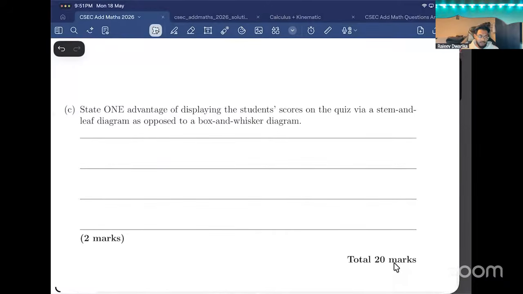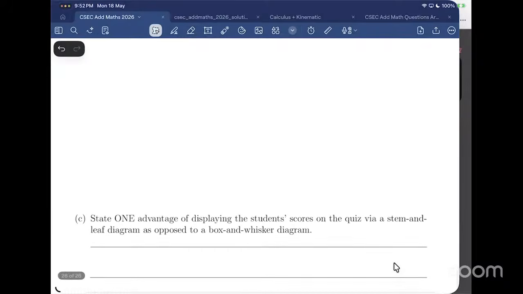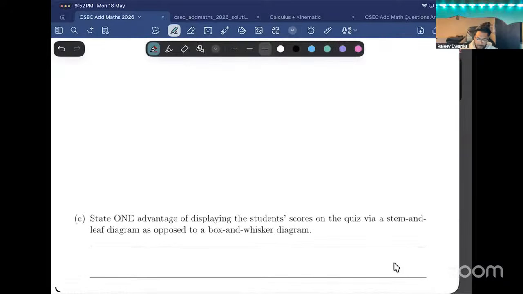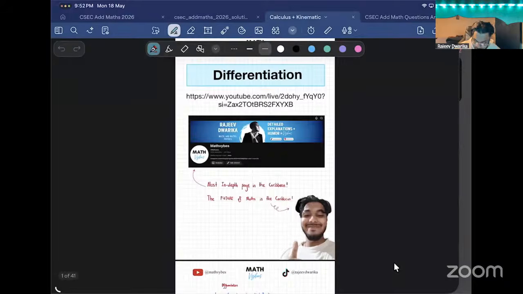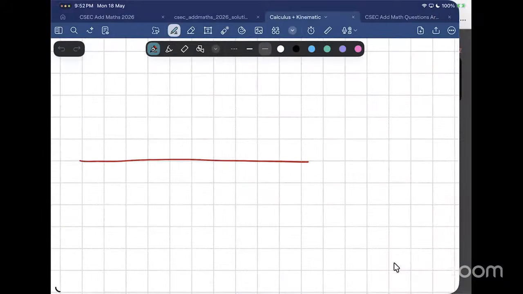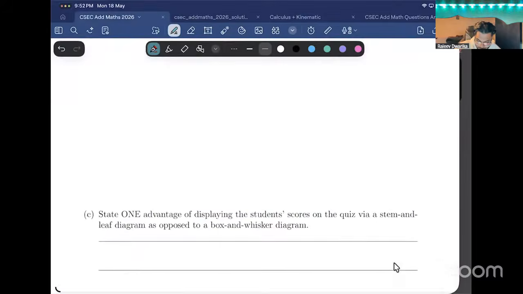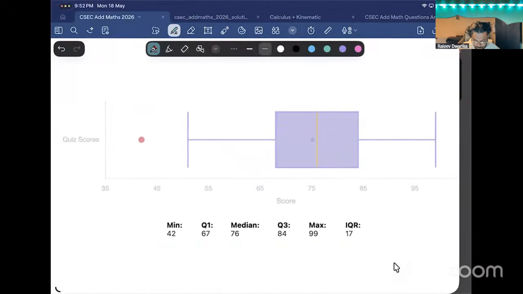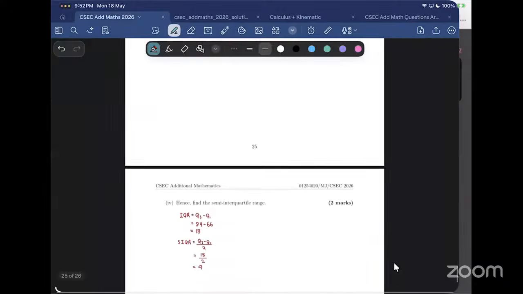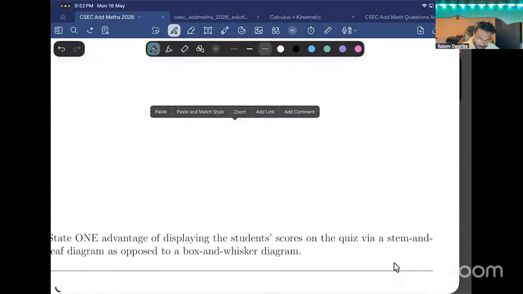State one advantage of displaying the student scores on the quiz as a stem and leaf diagram as opposed to a box and whisker. So let me show you what a box and whisker is. These diagrams have some interesting names. Look at the box and whisker right here. I had prepared it ahead of class. So this is what a box and whisker looks like.